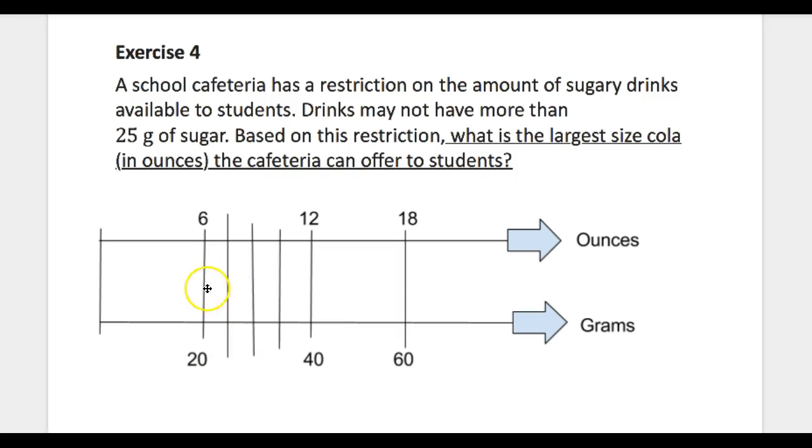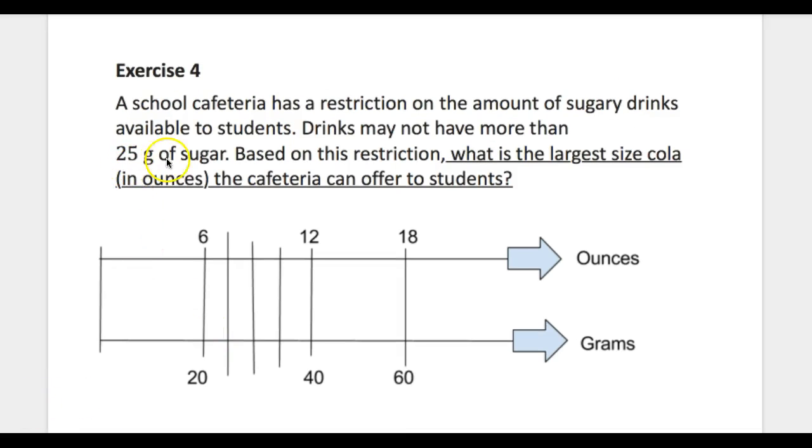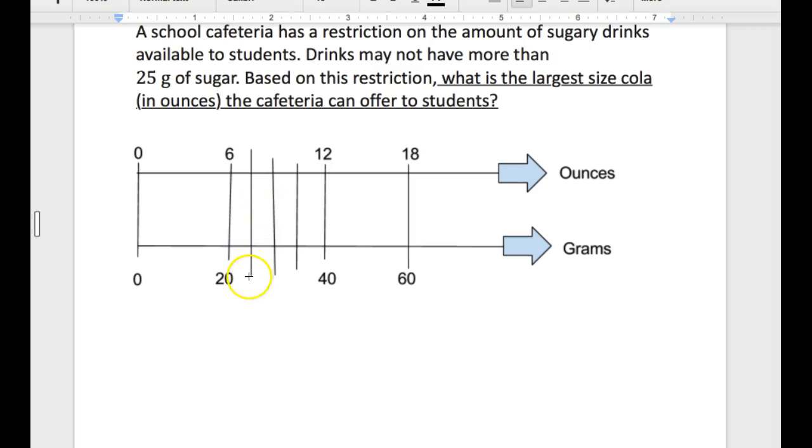So why did I draw these lines in? Well, I drew these lines in because I needed to place 25 grams of sugar on here. And to do that, it's easiest to do it by counting in increments of 25. So if I do increments of 25, then between each one of these lines is 5. 20, 25, 30, 35, 40. So that's just why I made these lines the way they are. So one of the things I need to do is put my 25 in here.